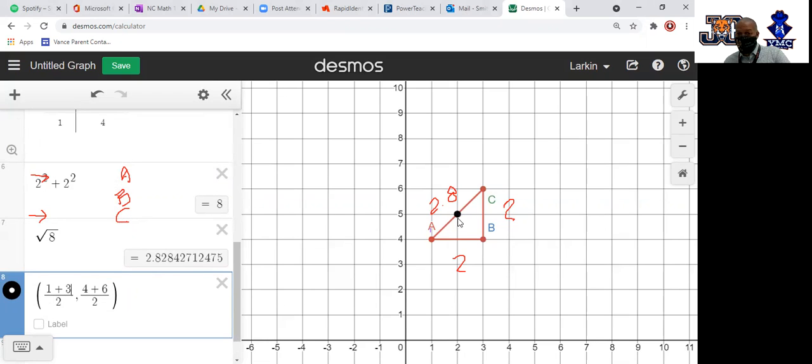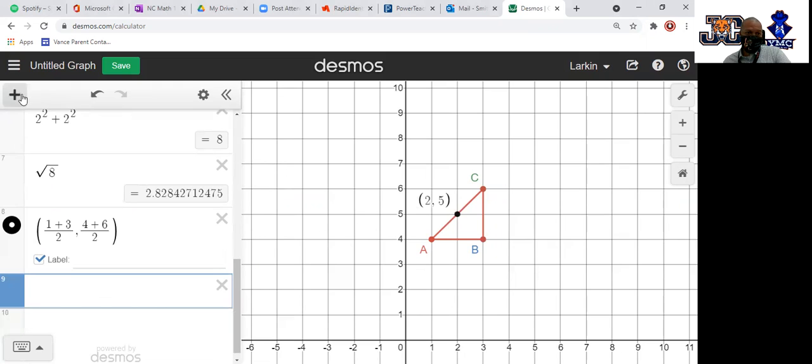And now when we look at it, we can tell that, yeah, that looks good. Now to get that ordered pair, we just click label. I'm going to clear out the other writing. And we can see that the midpoint is 2, 5. And that's our answer. So for this problem, I'll put a little note: midpoint of longest side is 2, 5. And that'll be our solution.